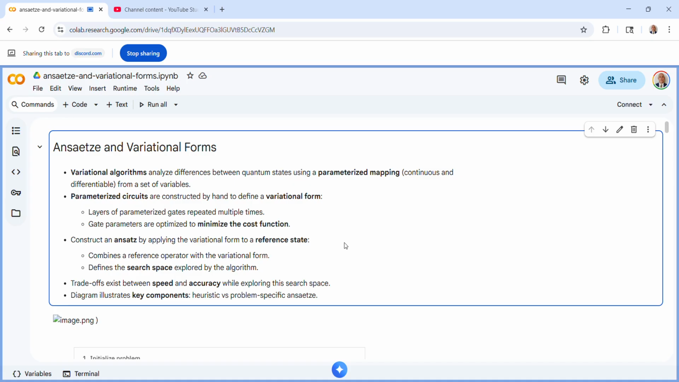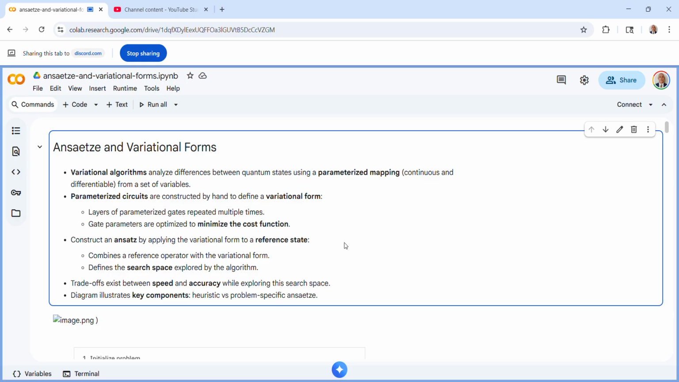So variational algorithms. You'll see this term a lot, but all a variational algorithm is, is that instead of being a purely deterministic "rotate this gate by pi radians in the x direction," instead of saying pi radians, we're going to make that a parameter, theta, that we can adjust and update with classical optimization. All right? So these parameterized circuits are constructed by hand to find that variational form.